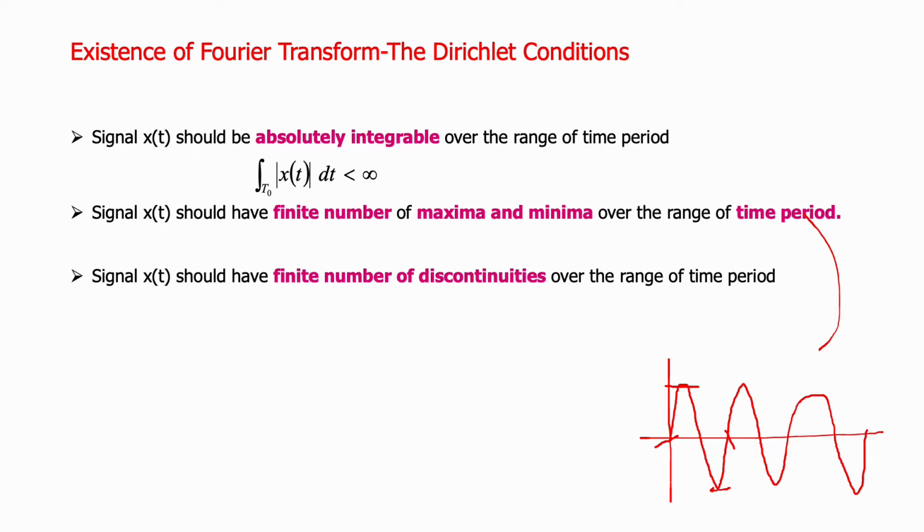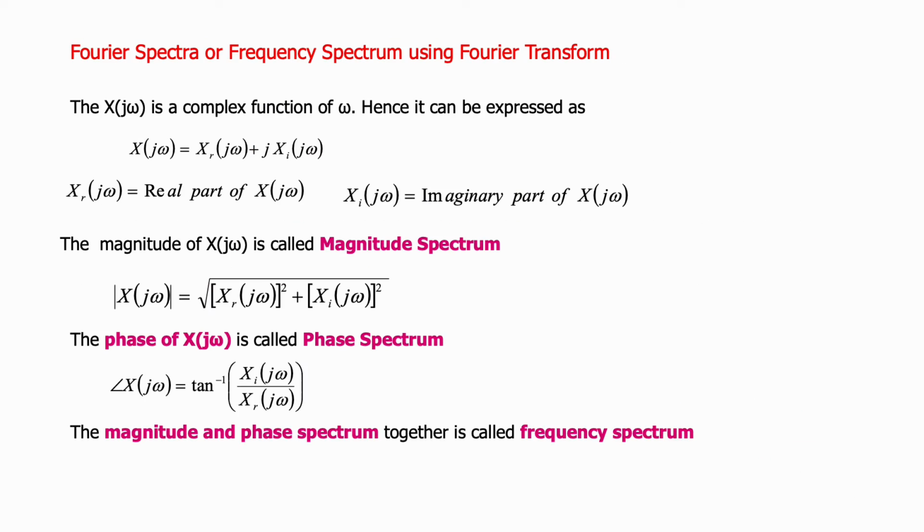Now the signal x of t should have a finite number of discontinuities over the range of period. A finite number of discontinuities is nothing but this one. If you are getting a jump like this, this is a discontinuity over the range of time period. So if these conditions are satisfied, then we can have the Fourier transform for any type of signal.